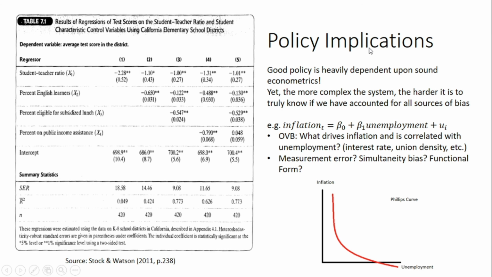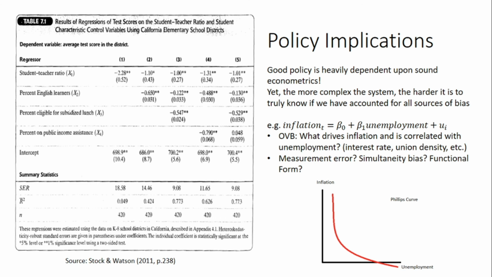Okay, for policy implications, as I said, good policy is heavily dependent upon sound econometrics. Yet, the more complex the system, the harder it is to truly know if we have accounted for all sources of bias. So, in some sense, that's why I've started with this example where you have student-teacher ratio and the test score, because it's small, it's well-defined, perhaps there isn't so much simultaneity, it's not super complex, relatively speaking.